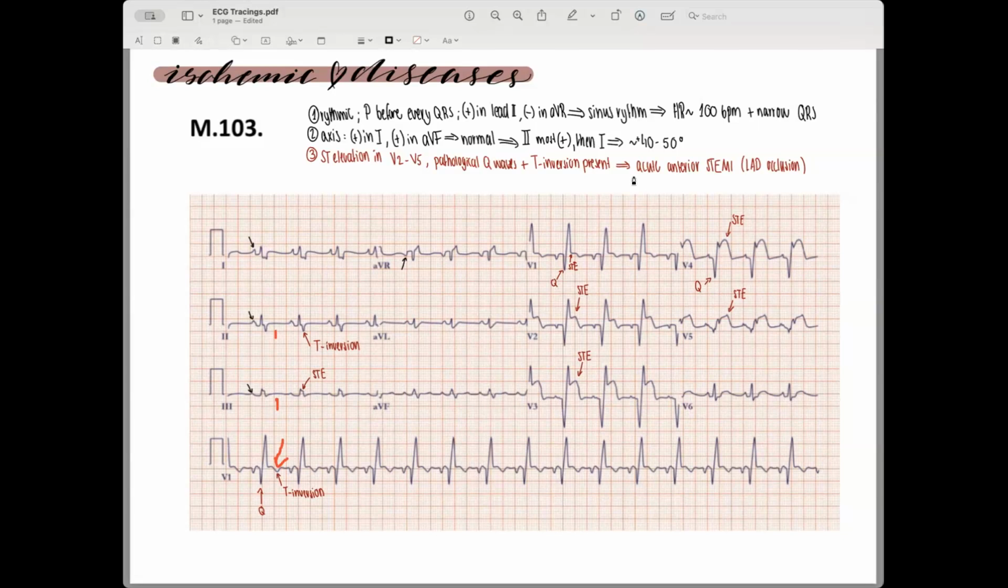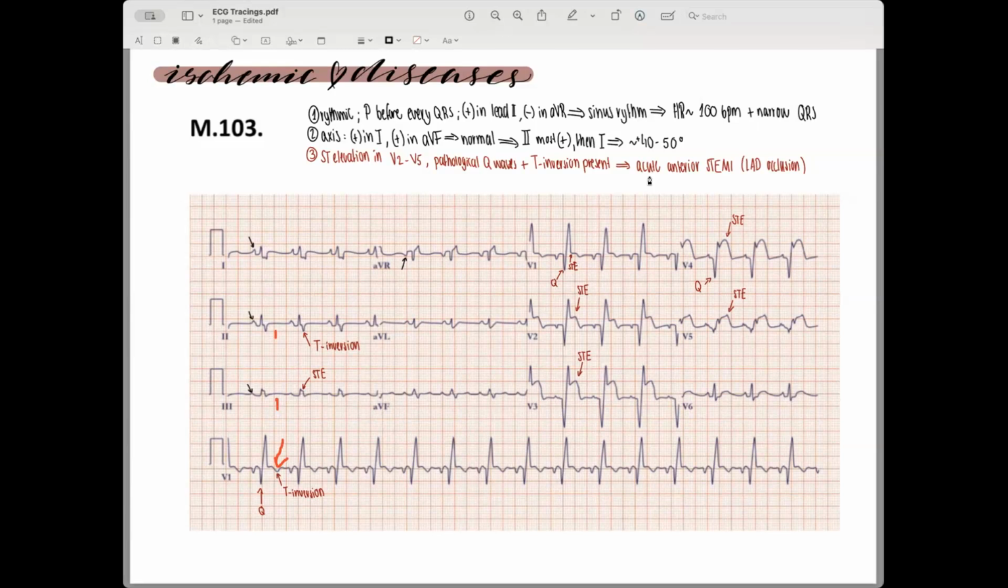Because of the chest leads that are involved, I thought that this was an acute anterior STEMI, because it's the precordial leads that are involved. Or anteroseptal STEMI, that's okay, because V1, V2 are septal leads, and up to V4 is anteroseptal. And what else?